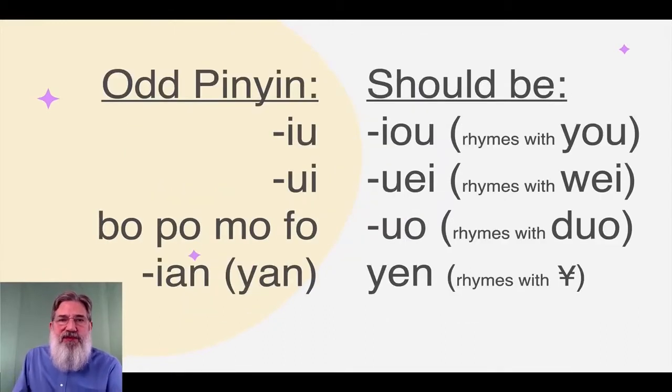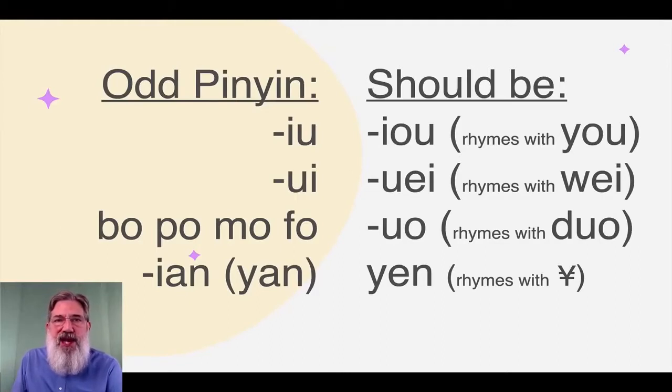Now let's go to some of the endings that have odd spellings. The first here is I-U. It should have been written I-O-U. It rhymes with yo. It rhymes with the Pinyin yo. Then U-I should have been written U-E-I. It rhymes with wei. And bopomofo, these are odd Pinyin because they should have been written with U-O. It sounds just the same as B-U-O.